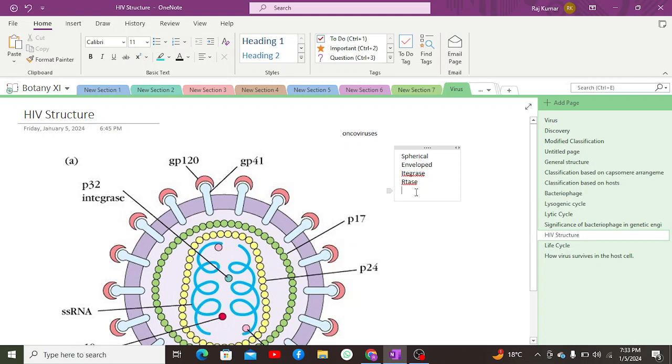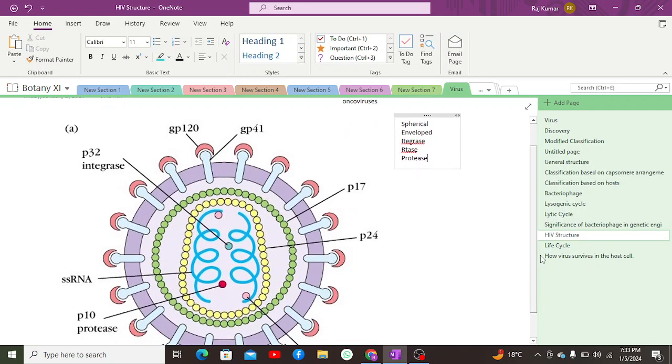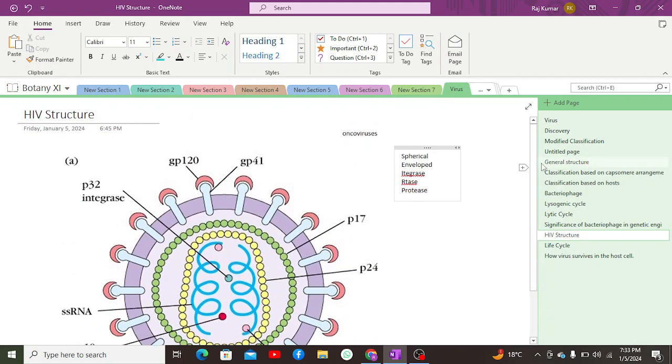It is a regulatory enzyme because it performs two to three functions. On the other hand, it also possesses another enzyme, which is known as protease. Here, as you can see in the diagram, we are going to explain how these numbers, P17 and P24, are labeled.